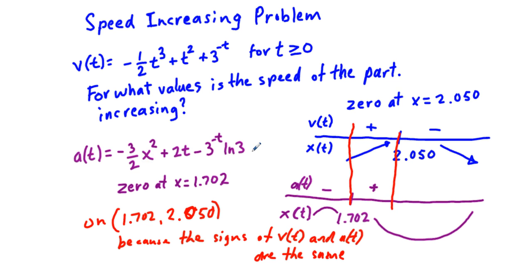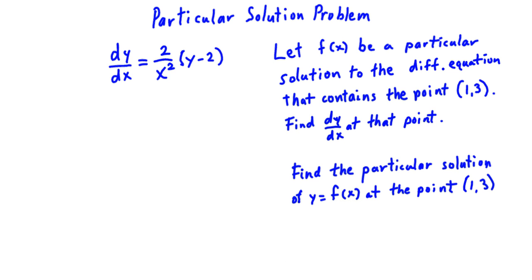Okay, this is again a graphing calculator problem, and one reason you can tell is something I'm going to show you at the end. Now, in the free response section, the very last problem in the non-calculator portion is something like this. We have what we call a differential equation, dy/dx equals 2 over x squared times quantity y minus 2. That's a problem similar to that. The first part of the problem says, let f of x be a particular solution of the differential equation that contains the point 1 comma 3. Find dy/dx at that point.